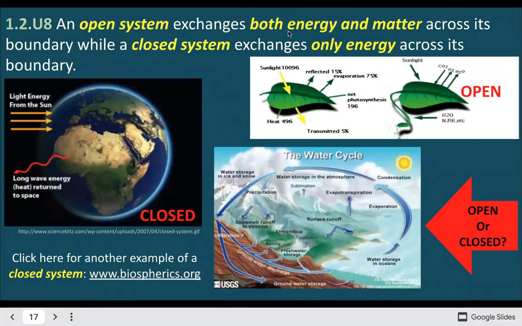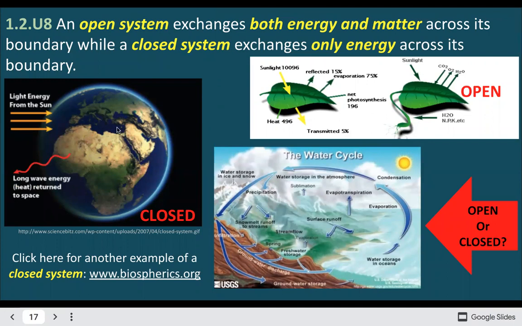Once again, open systems are exchanging both energy and matter, whereas a closed system is only exchanging energy. So in this case, the IB, they consider the Earth a closed system. Of course, the main source of energy to the Earth is, hopefully you know, that's the sun. I see that question a lot.